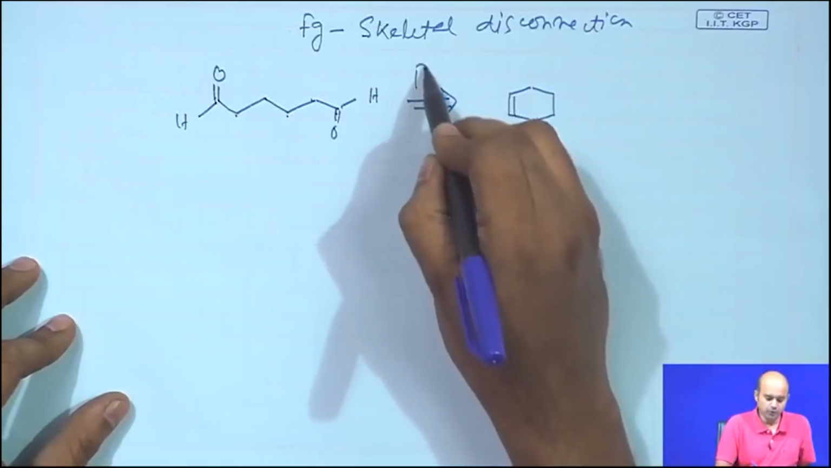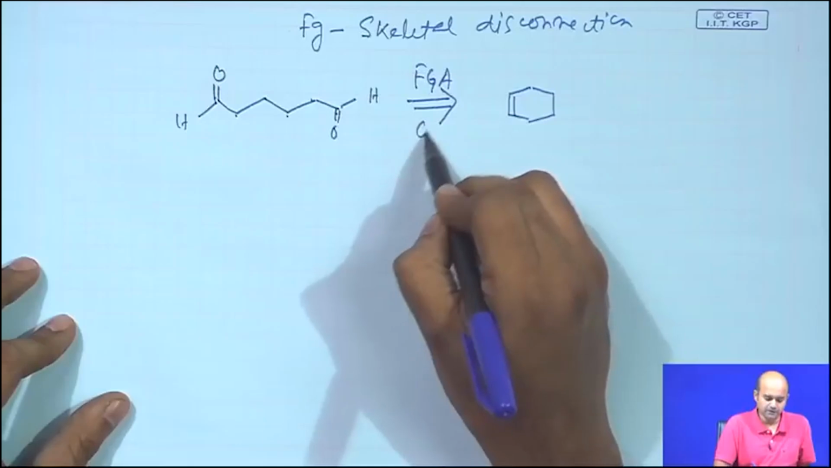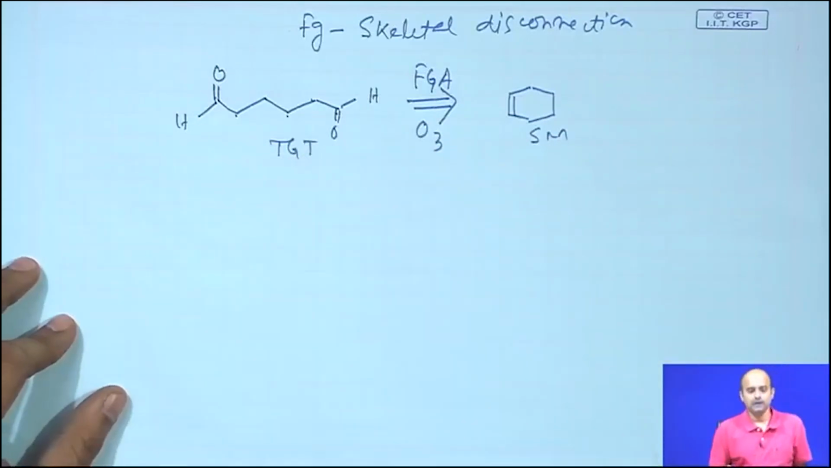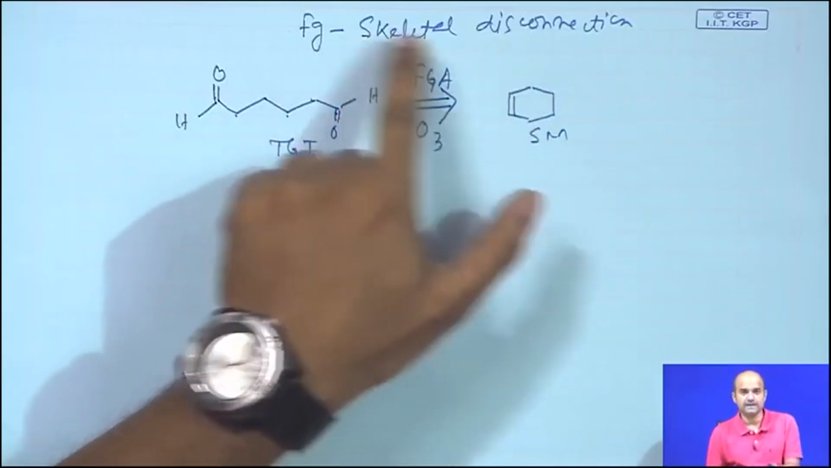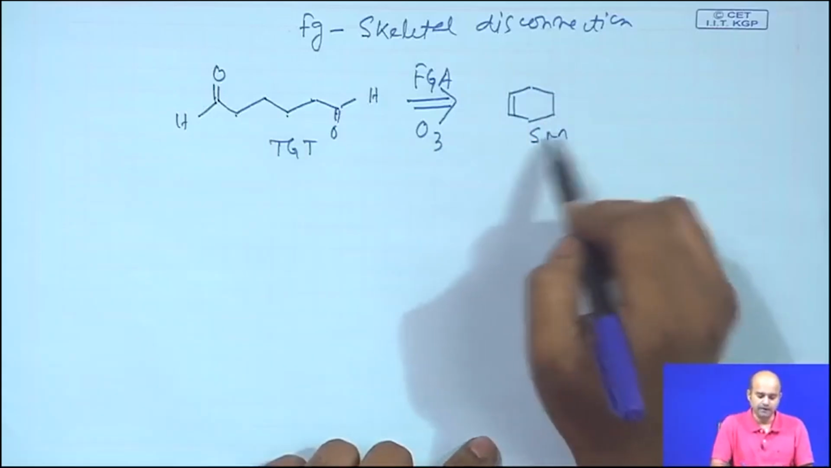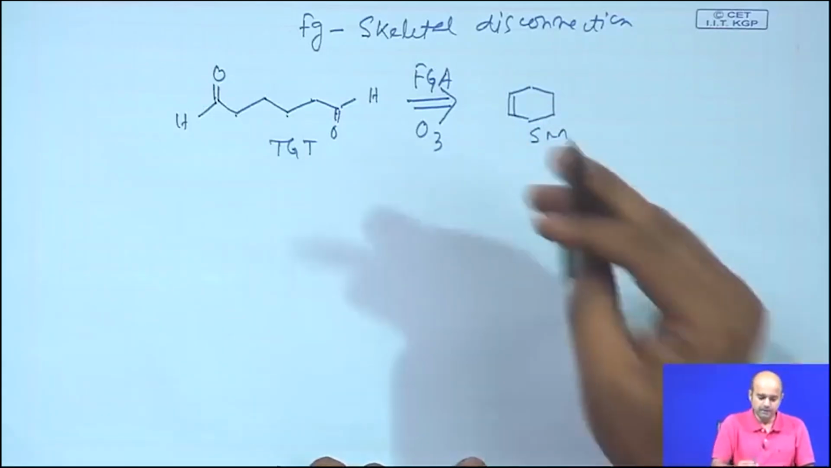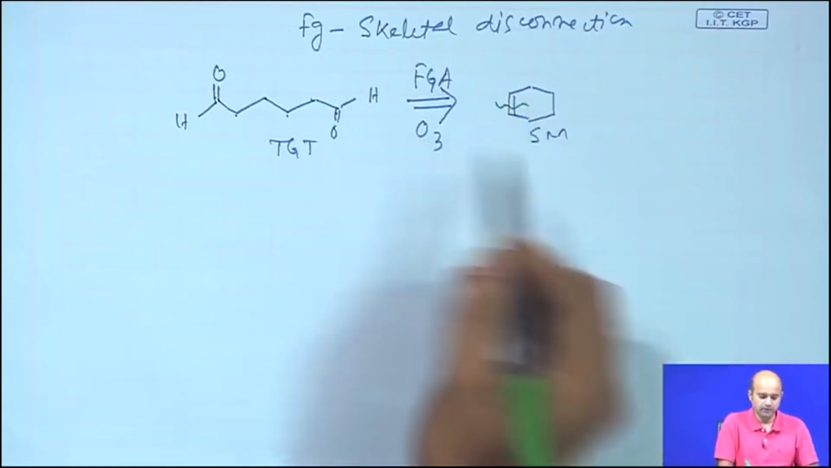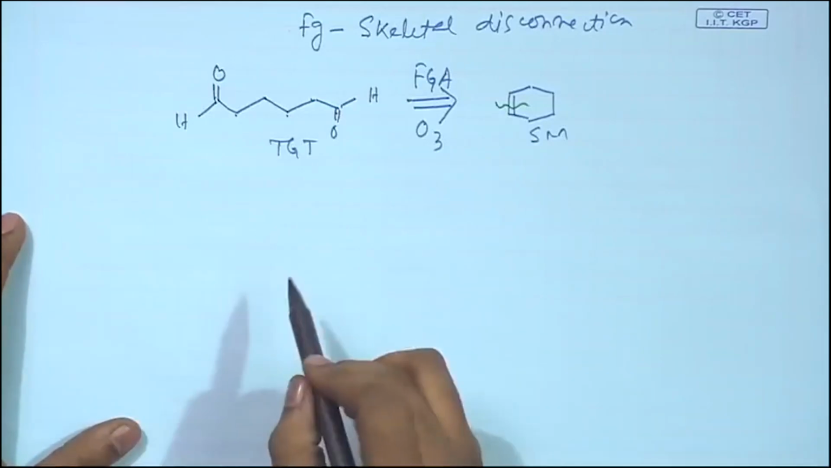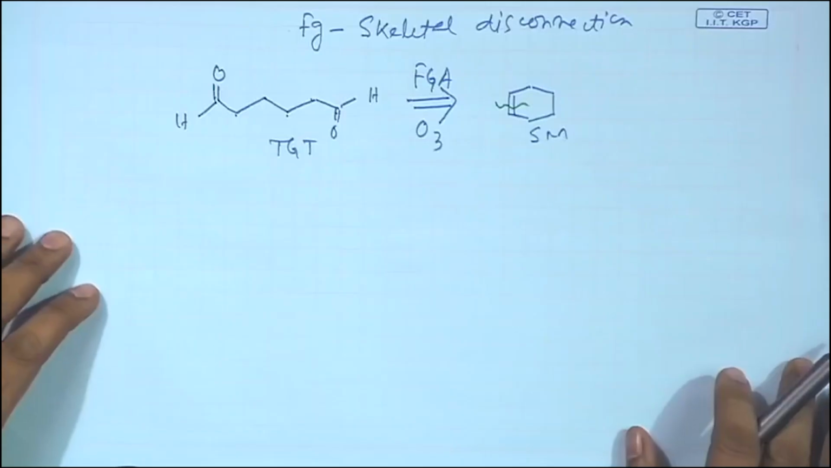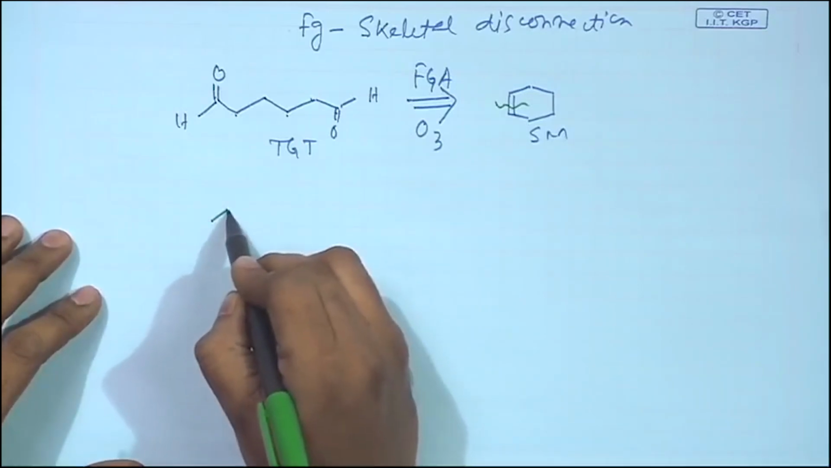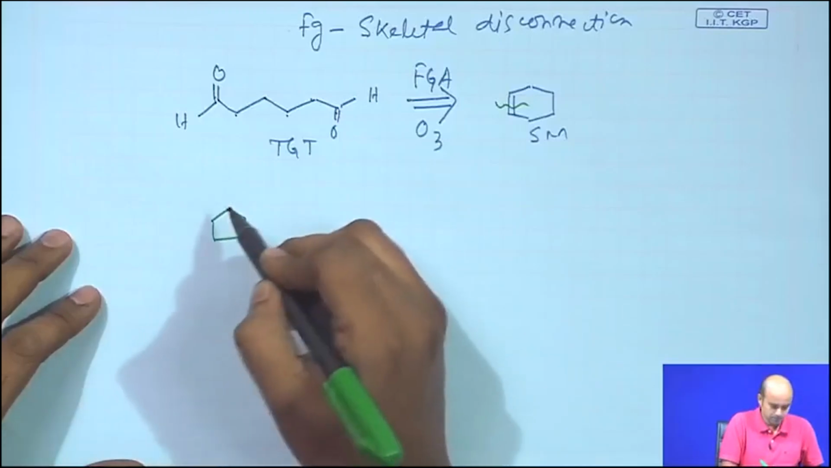So, what you do? You basically do an ozonolysis by a functional group addition. This is the starting material. So, this is a simplified version of a functional group keyed skeletal disconnection. This is your final skeleton, and this is the starting material skeleton. Now, you know that if you do a reductive or oxidative cleavage here, you can get this molecule. This kind of thing we will try to cover in functional group keyed skeletal disconnection. Let us say a little bit more fundamental problems.